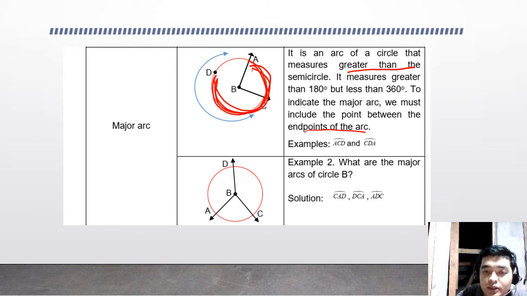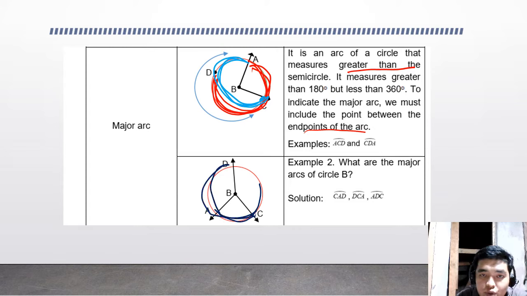We also have C. We can use another color. We have CDA. This is also a major arc. What are the major arcs of circle B? We have CAD. Of course this is a major arc, because it goes beyond the semicircle, so that is already a major arc.